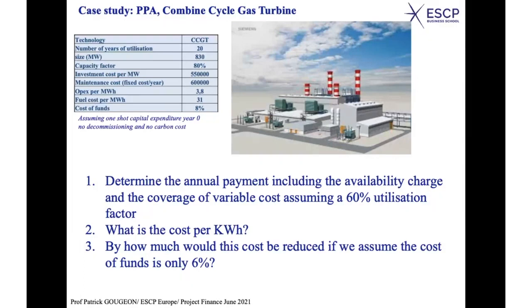So since you have 830 megawatt, you can use this norm to calculate the total investment. You have a maintenance cost, which is usually scheduled for safety reasons. You know, you have planned maintenance, so they are usually well known. It's a fixed cost for the year, which we think would be around 600,000.